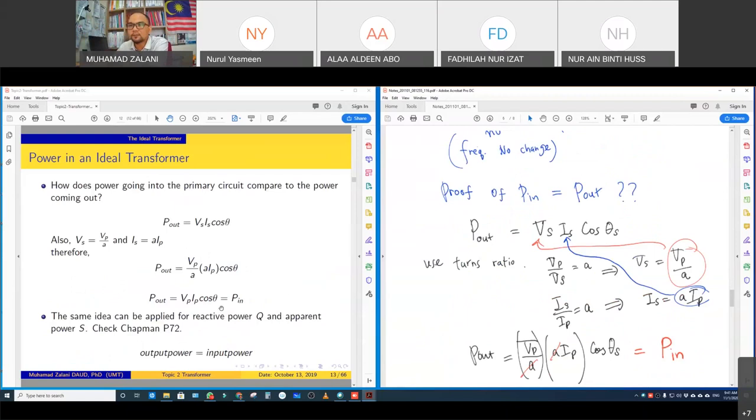And then next is to prove. We have moved to this slide. Okay, next is the proof of P in equals to P out. So we can do some proof here by using the turns ratio. We use the turns ratio to further expand this equation. For example, we use the P out, which is equals to VS IS cosine theta S. Then we use the turns ratio A in terms of VP and VS, also A in terms of IS and IP. Okay. Then we rearrange the equation. We get IS and also VS as a function of VP and A, and also IP and A.